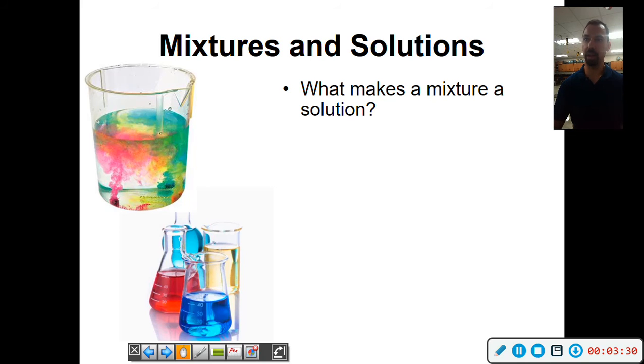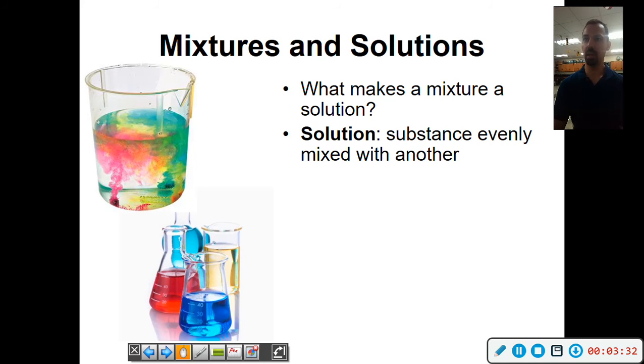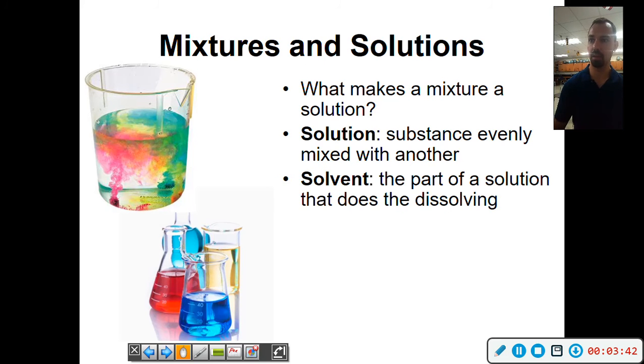Solutions, on the other hand, is when you have liquids mixing. And solutions is when the substance evenly mixes with another. So in other words, you don't see the parts of it anymore, all right? So it totally dissolves in the substance. So these dye pellets that are in this water, eventually they're just going to turn into the color water that they are. They're going to become a solution.